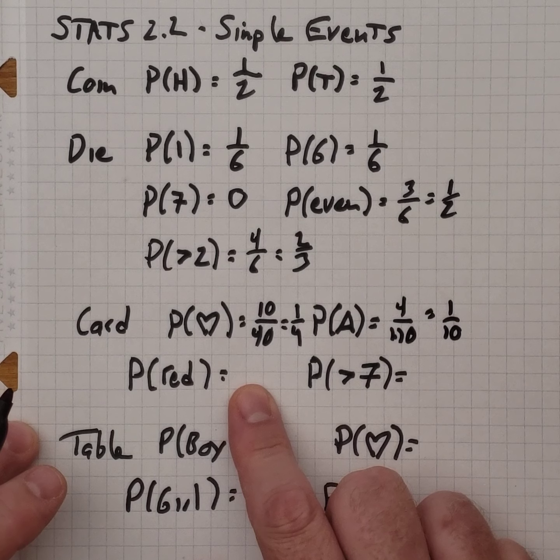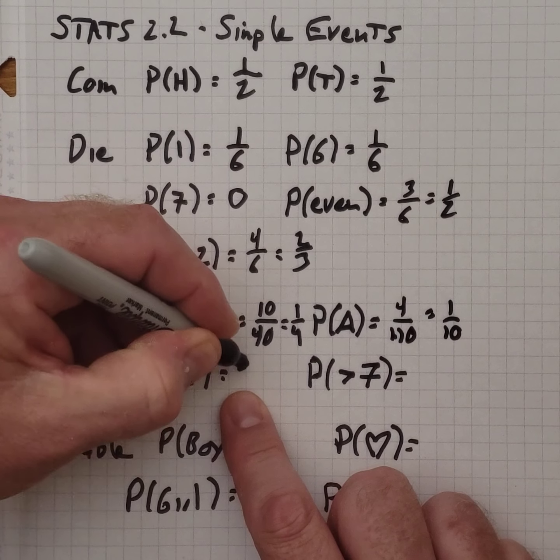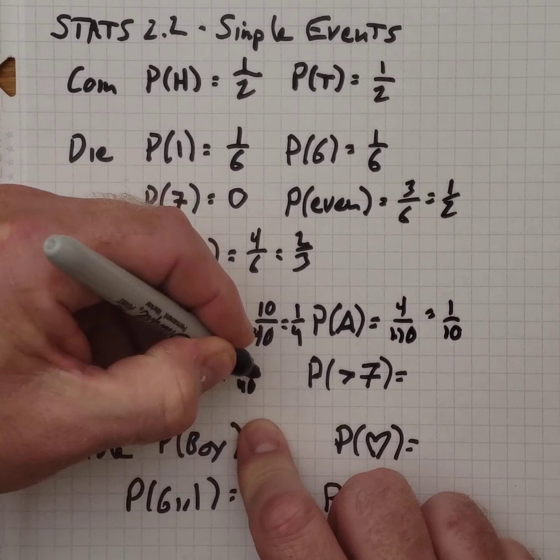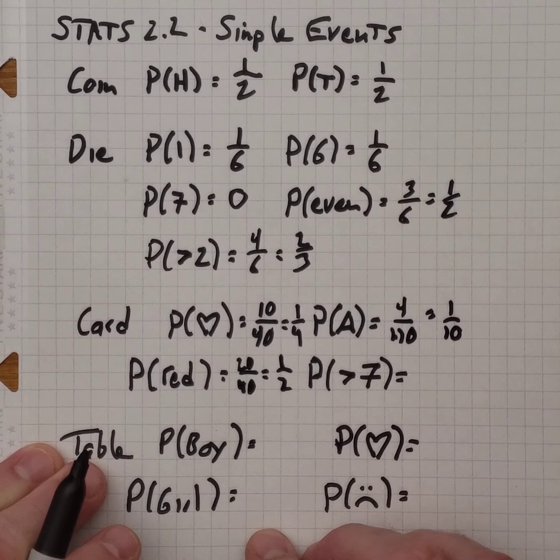What's the probability that the card I draw will be red? Well, 2 of the suits are red and 2 of them are black. So I've got 20 red cards out of 40, or you can just think 1/2 of the deck is red, so your probability is going to be 1/2.